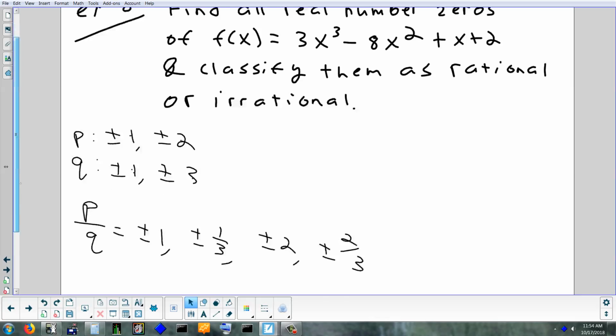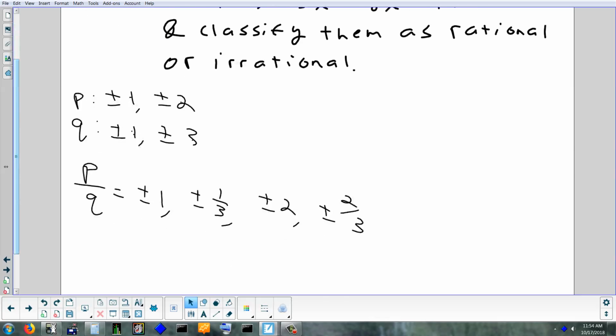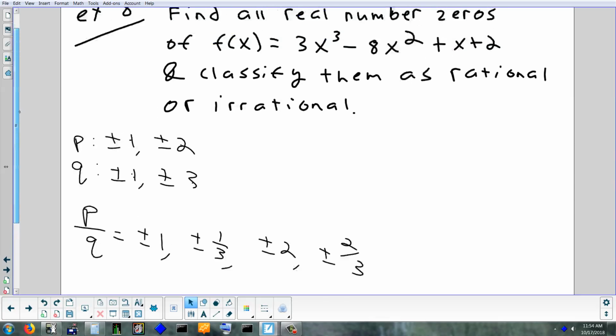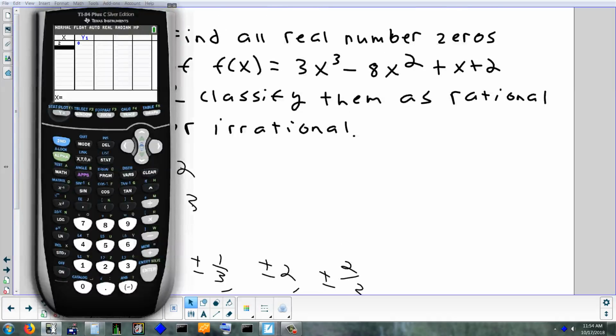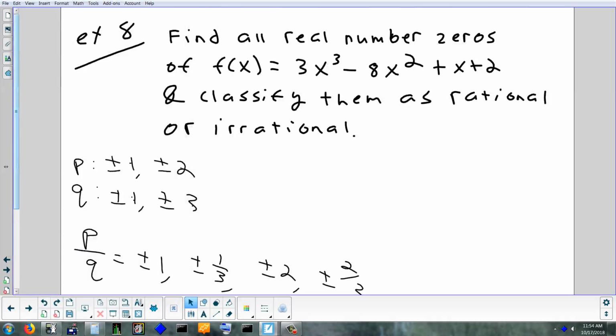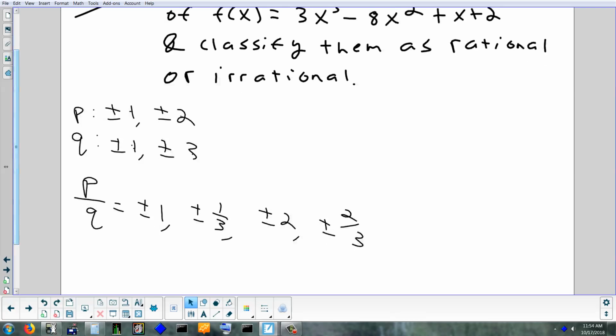So if it's going to cross the x-axis at a nice number, it's going to be one of those 8. How do we narrow the list down? What do I do next? Graphing. All right, so graphing. So we've got 3x cubed minus 8x squared plus x plus 2. So we're looking between positive 2 and negative 2. All of these numbers are between positive and negative 2.